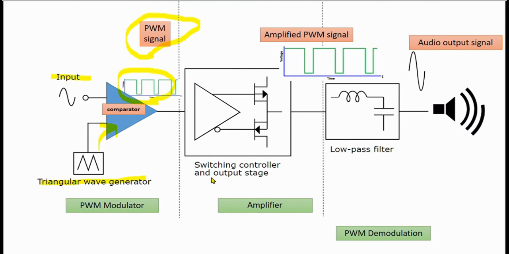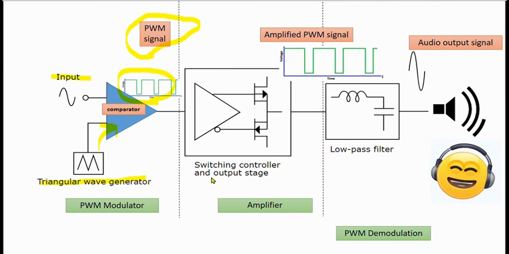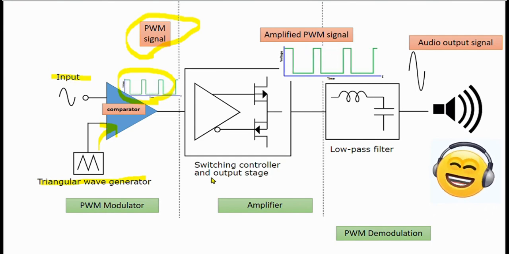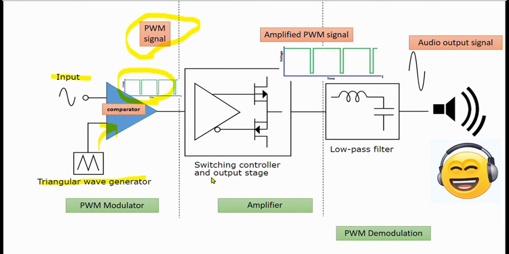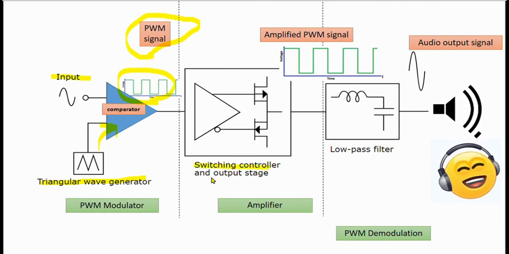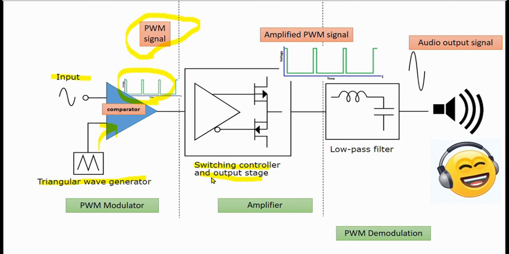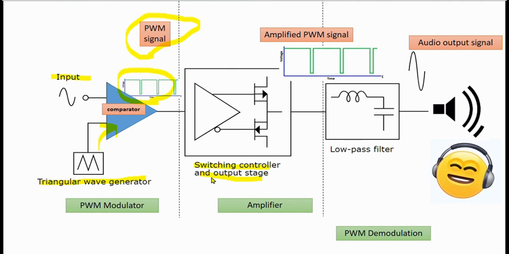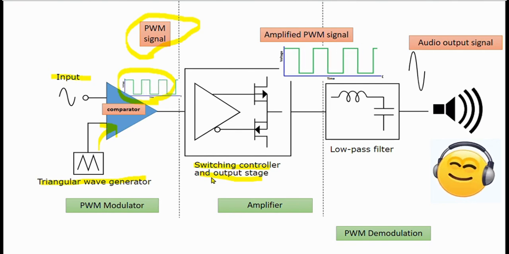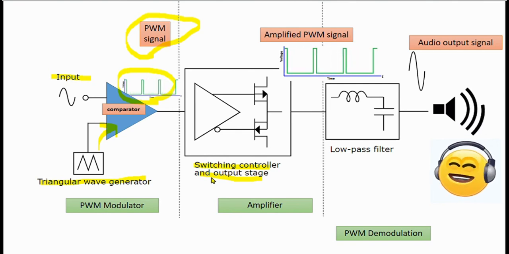Now this pulse width modulation is amplified by an amplifier circuit. This is an amplifier circuit, or switching controller, or output stage. Because the power of this PWM signal is low, it has to be amplified.